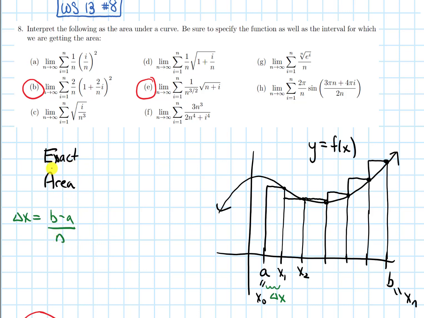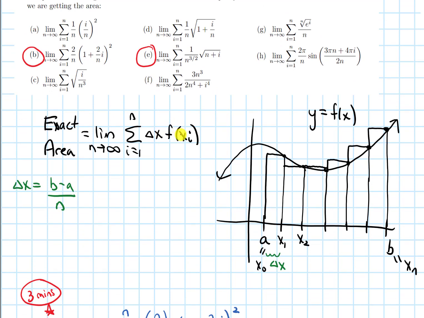So to get the exact area, we're going to add up the areas of these n rectangles and then take the limit as n goes to infinity. So we're essentially going to take an infinite number of rectangles. Writing that out, we get the limit as n goes to infinity of the sum from i equals 1 to n of delta x, which is the base of one of these rectangles, times f of x sub i, which represents the height.